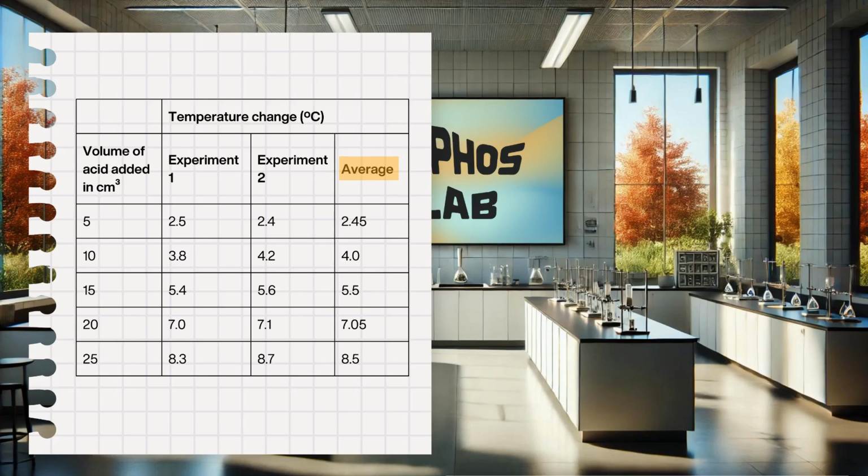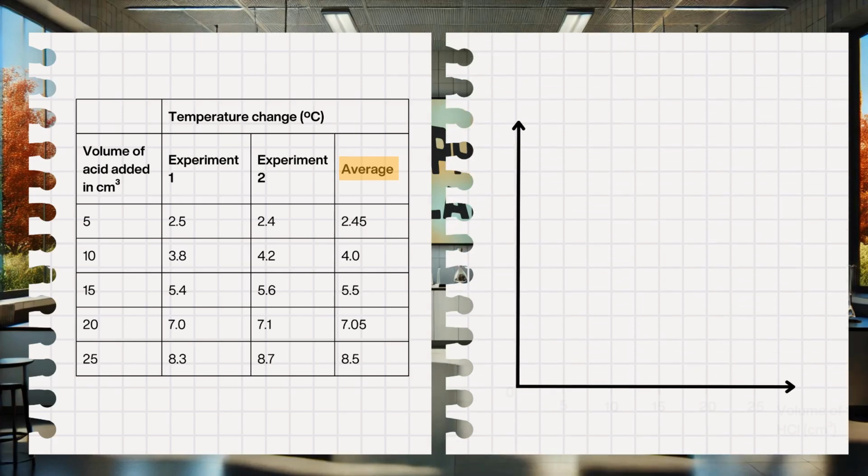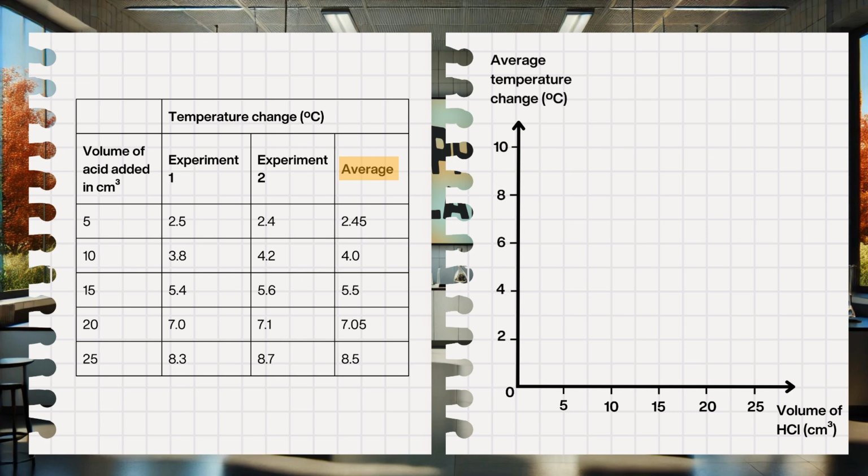To visualize this data, we can draw a graph. On the x-axis, plot the volume of HCl in centimeters cubed. On the y-axis, plot the average temperature change in degrees. Start by marking each data point corresponding to the volume of hydrochloric acid and the average temperature change. So first, plot 2.4, 5, then plot 4.0, then 5.5, then 7.05, and finally 8.5. Great work! That's all of our points plotted.